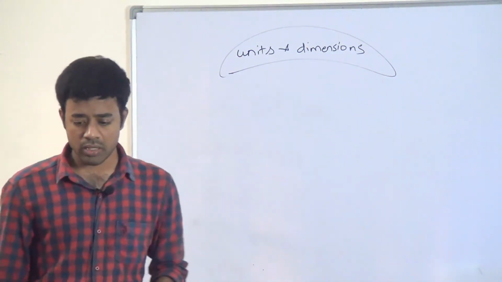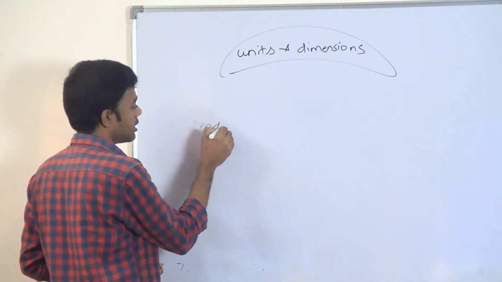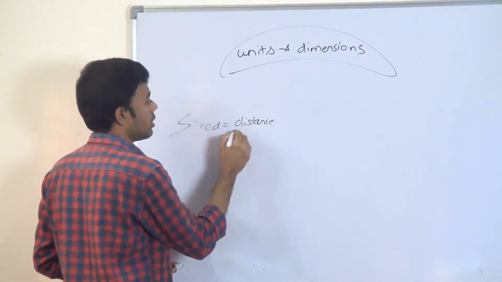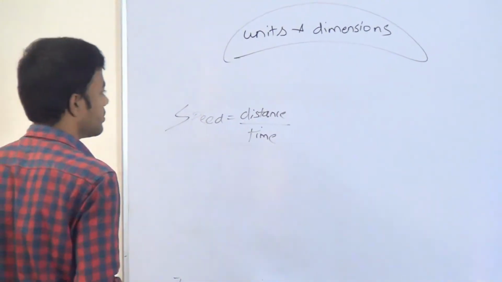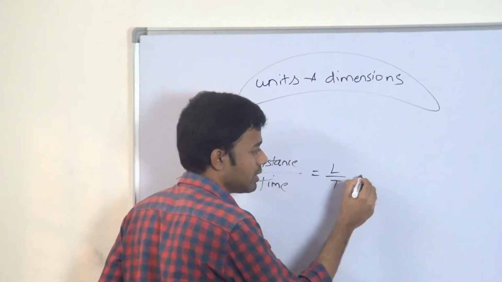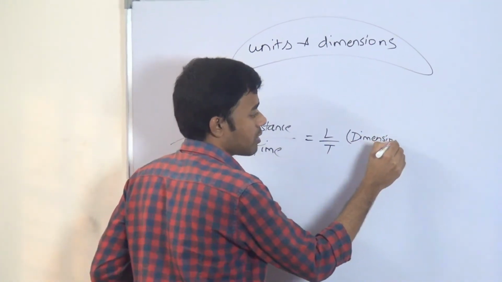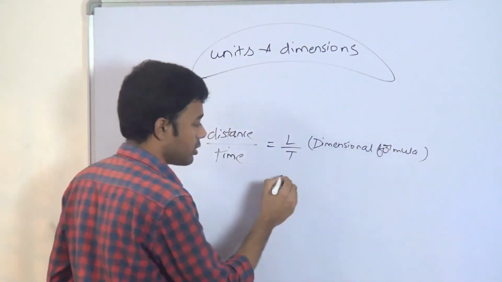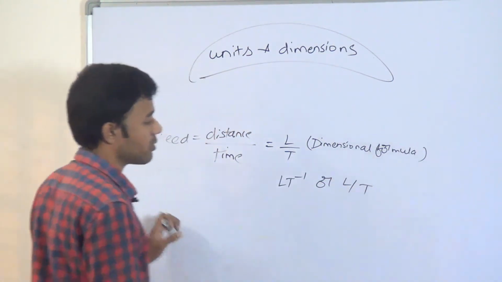Also, speed equals distance by time. The distance is a length and t is time. So L by T is the dimensional formula of speed. You can write this as L T inverse or L by T, which is the dimensional formula for speed.